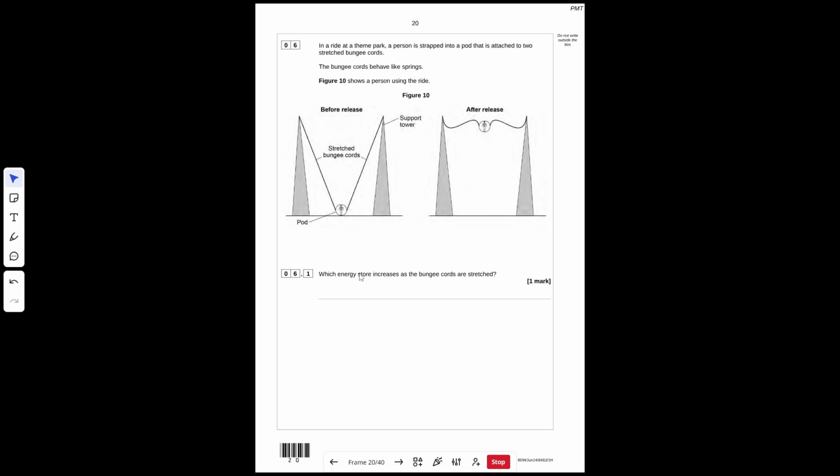So, which energy store increases as the bungee cords are stretched? That would be elastic potential energy.